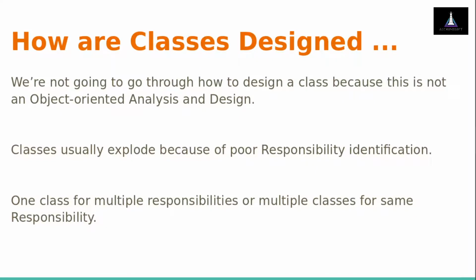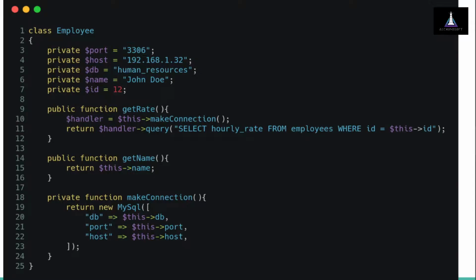One class could be created, but it performs multiple responsibilities, or multiple classes could be mistakenly divided into conceptually different responsibilities, while in fact they could serve the same responsibility. So for example, if we take this code, this is an employee class, which is supposed to work as a CRUD class that talks to a database. So it's supposed to be sort of a repository.